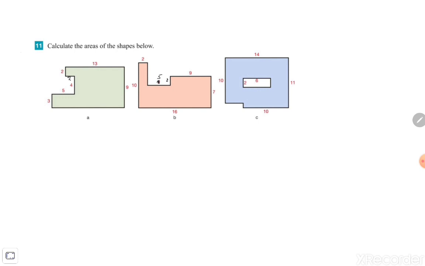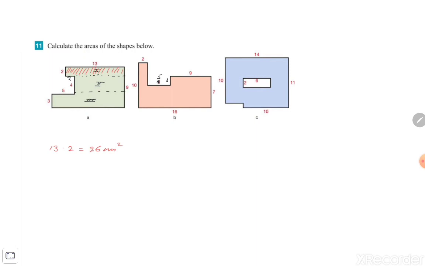Now, if we talk about pieces, let me start with A, because we need to cut the whole shape in pieces that we can calculate the area of. Let me just do it like this. Then this is piece number 1. This is piece number 2. And the last one is piece number 3. Alright, so the first one, piece number 1, it is 13 by 2. So the area is 13 by 2, which is 26 square centimeters.